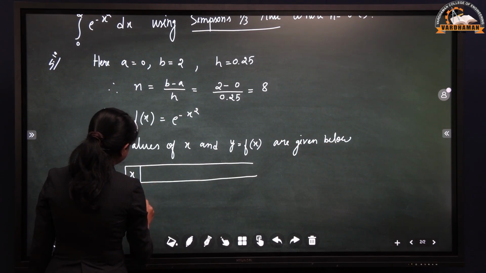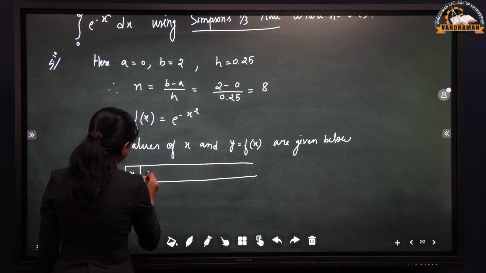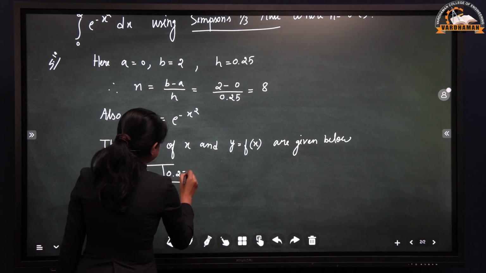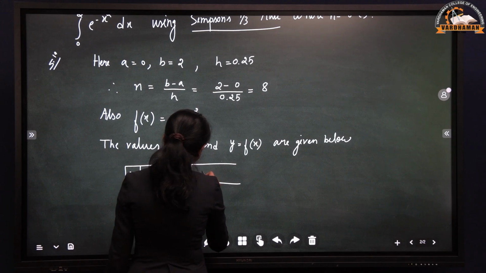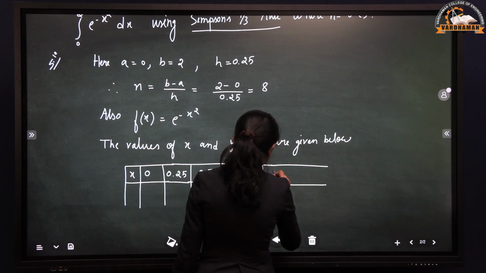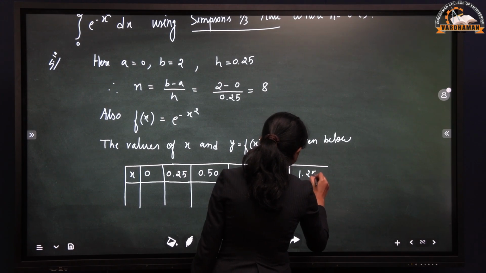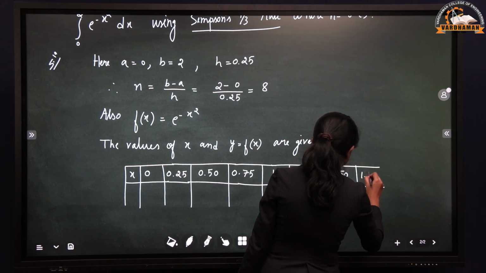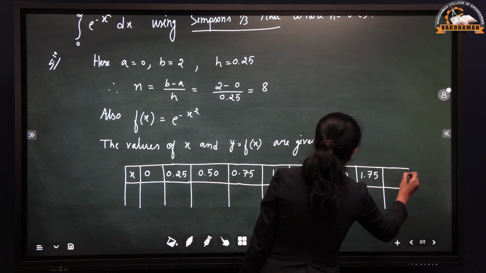X points. What are the x points? It is starting from 0, 0.25. The next one we will get 0.50, 0.75, 1, 1.25, 1.50, 1.75 and the last point is 2.